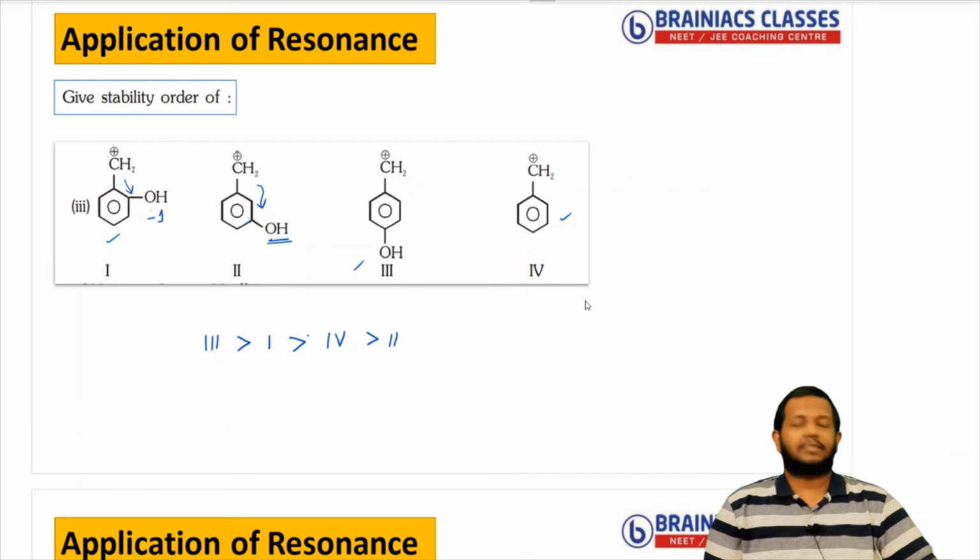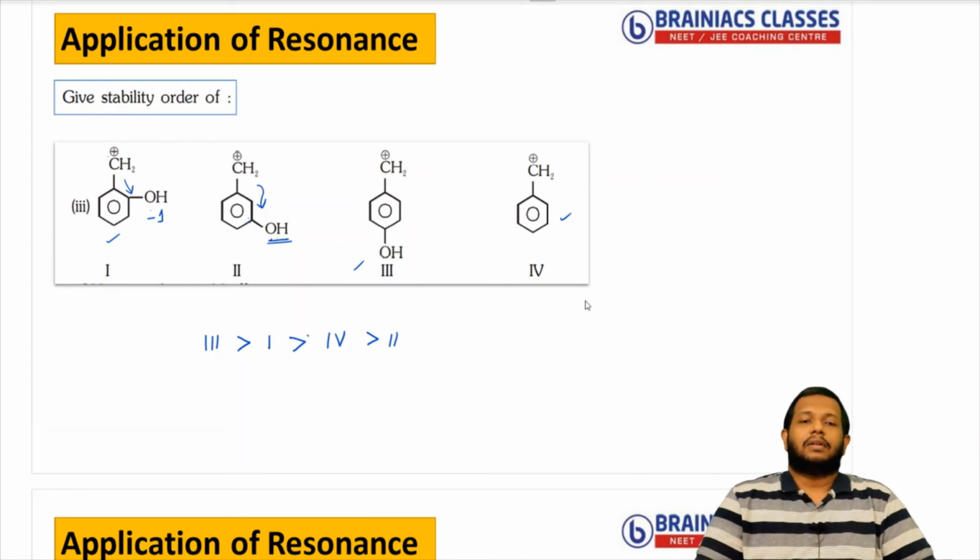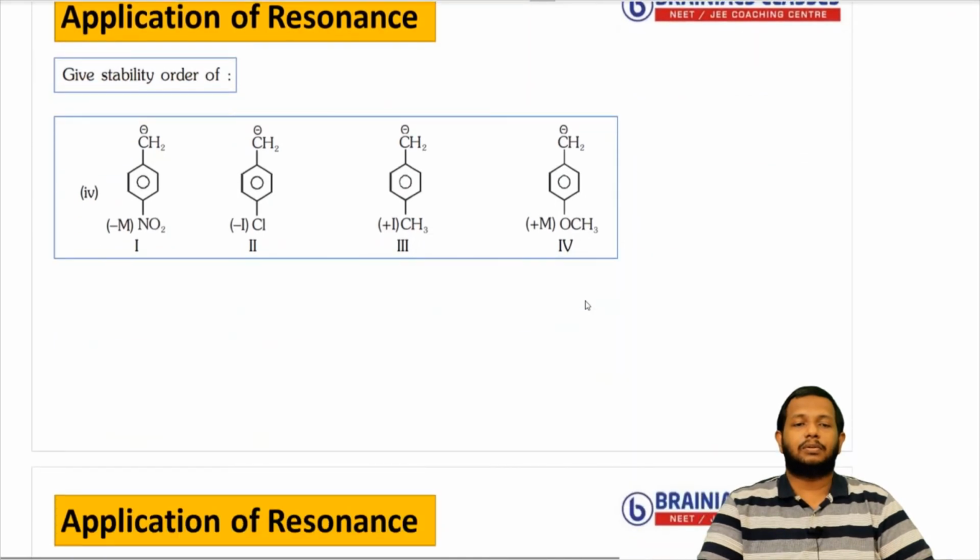So the answer is 3, 1, 4, 2. Okay, so maybe we will do some more questions. Now, instead of positive charge, negative charge is coming. So in this case, what will happen? Now again we can think like this.